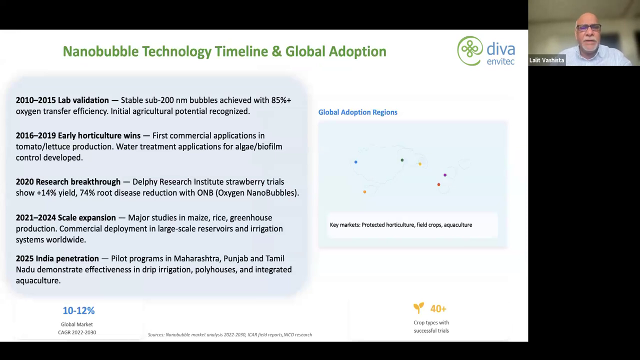It has got a history. First research was done in 2010. Lab validations happened. Then we had 2016, 19. We were in the early horticulture wins we saw. Then 2020 research breakthrough happened. In 2025, we are now coming in Maharashtra, Punjab, Tamil Nadu, demonstrations and drip irrigation.